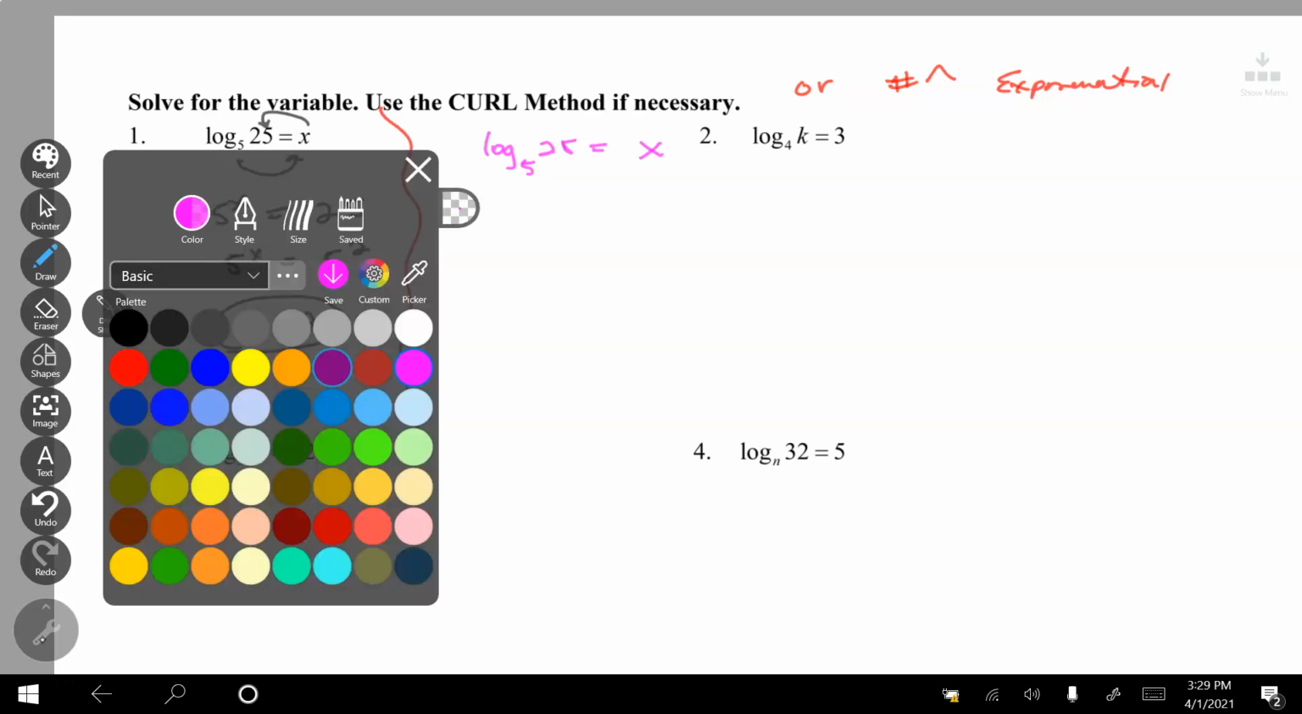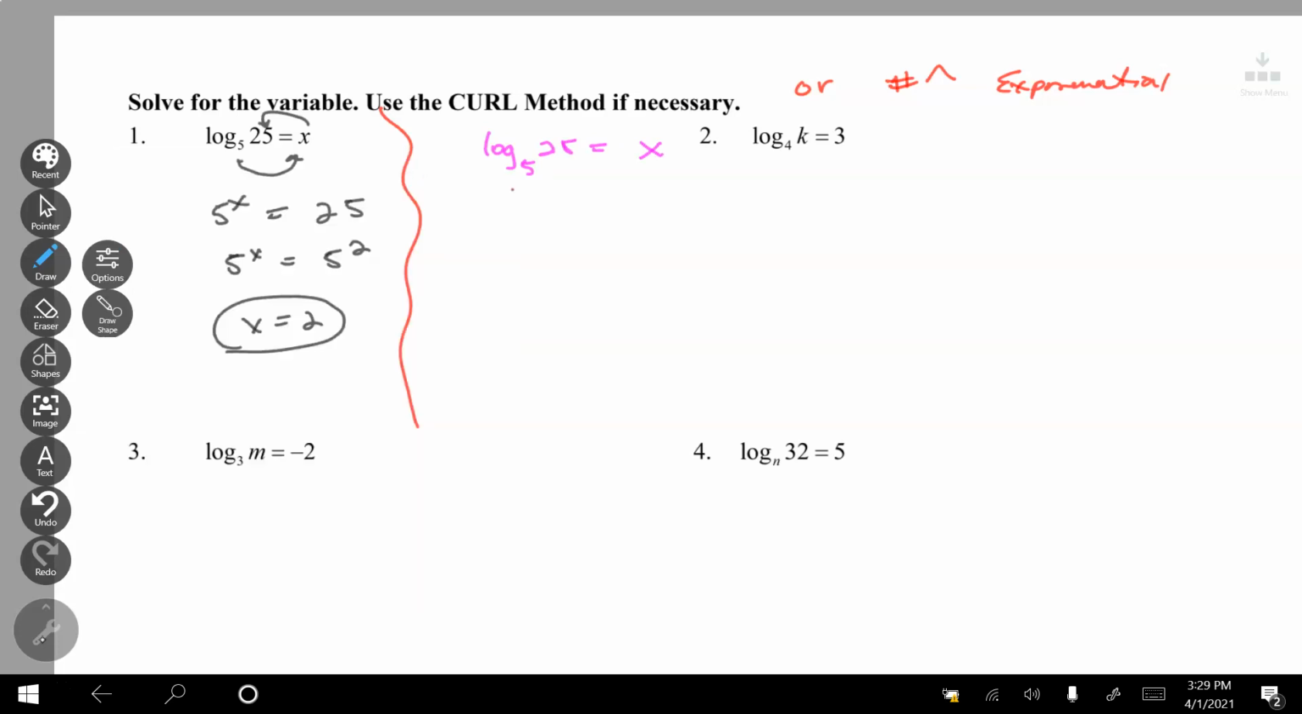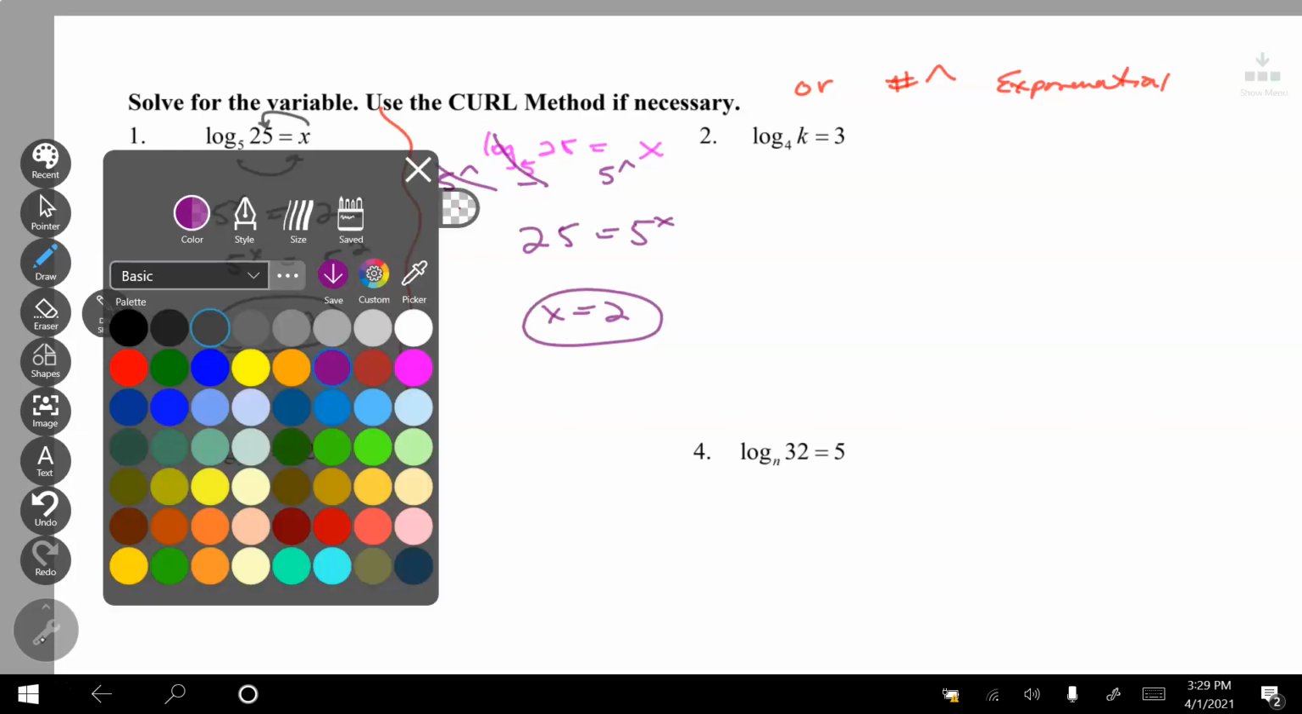If I want to use this whole number raised to, well, this base is 5, so I have to do 5 raised to, and when I do the one side, I have to do the other side. So 5 raised to the log base 5 of 25 is equal to 5 raised to the x. These cancel out. I get 25 is equal to 5 to the x. x equals 2, which I said before. It's up to you, whichever way you want to do it.